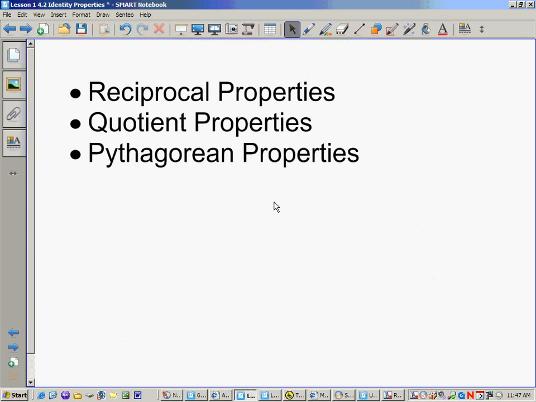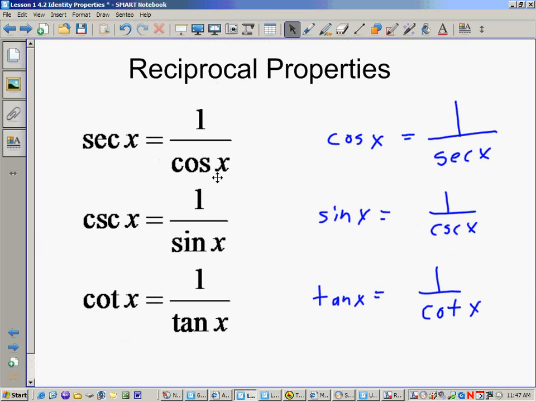All right, today we're going to learn about reciprocal properties, quotient properties, and Pythagorean properties. Reciprocal properties are these 6 properties.